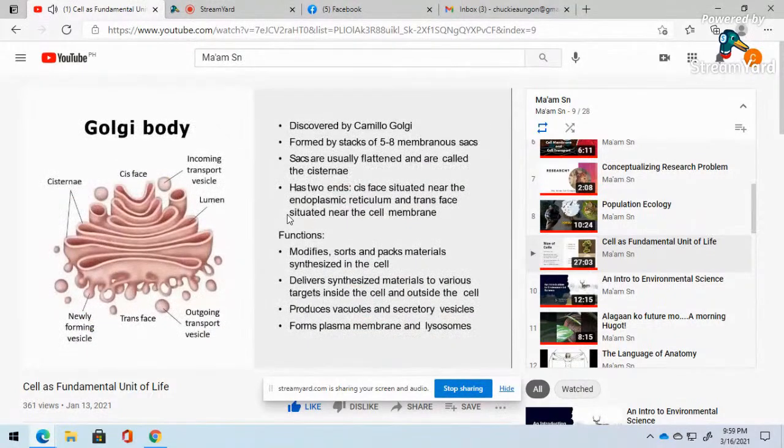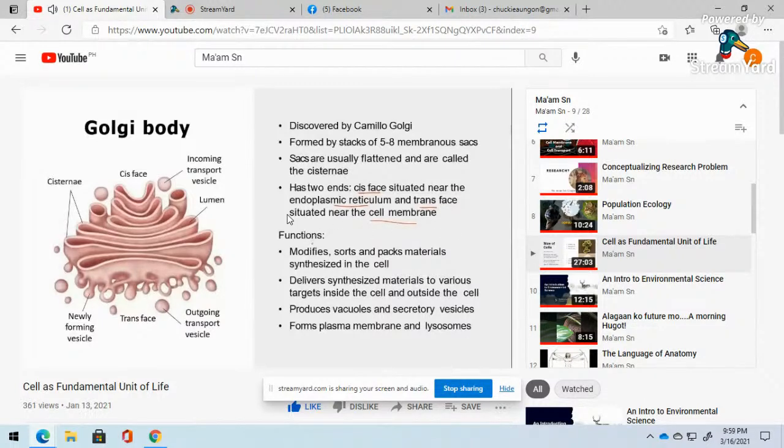For the Golgi body, the Golgi body was discovered by Camillo Golgi and is formed by a stack of 5 to 8 membranous sacs. The sacs are usually flattened and are called cisternae. It has two ends. We have the cis face situated near the ER, or the endoplasmic reticulum, and the trans face situated near the cell membrane.